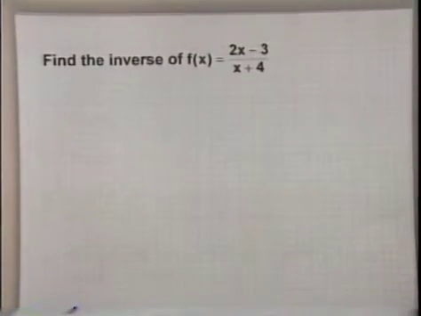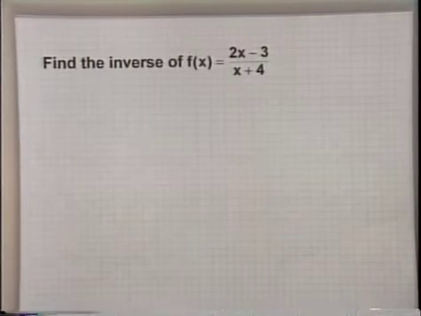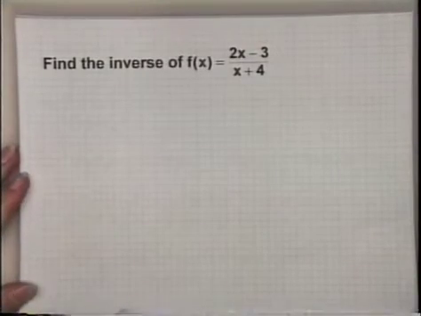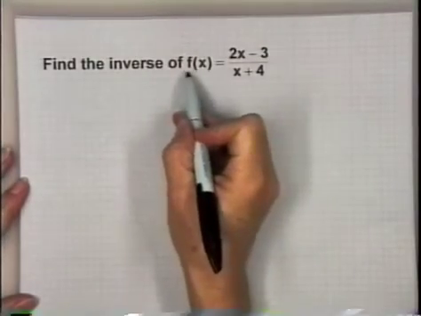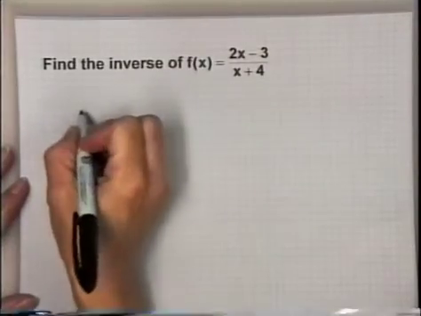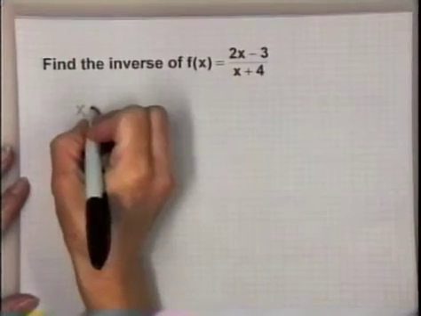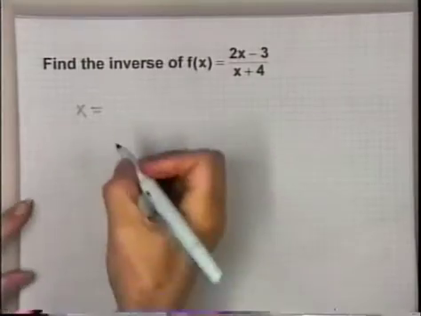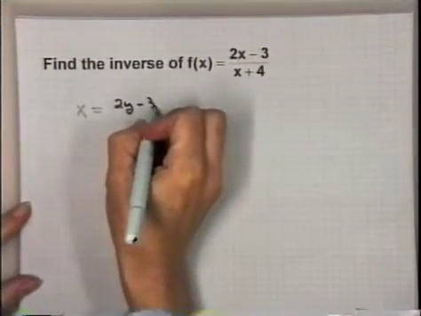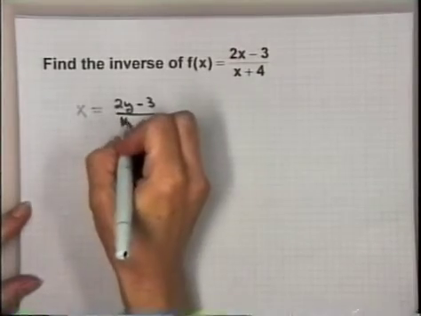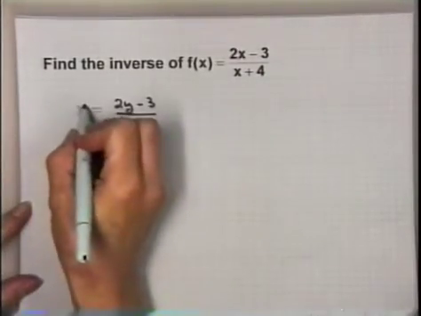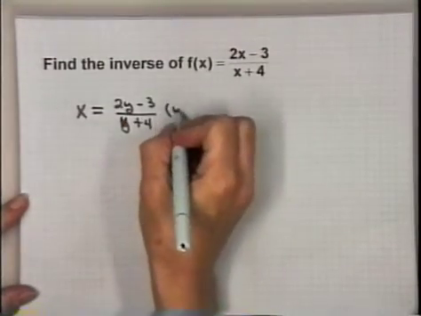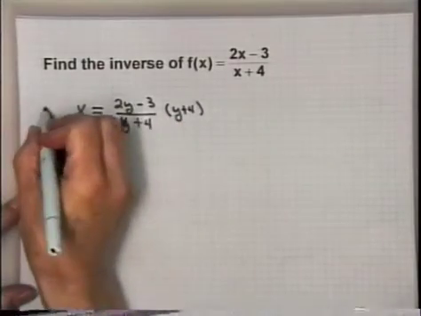Find the inverse of f of x equals (2x minus 3) divided by (x plus 4). Again, recall what we're going to do is to interchange the x and the y. This, of course, is another symbol for y, so we're going to change this to x. We have x equals, and substituting y over here, we have (2y minus 3) divided by (y plus 4). So x equals (2y minus 3) divided by (y plus 4). We're going to multiply both sides of this equation by y plus 4.